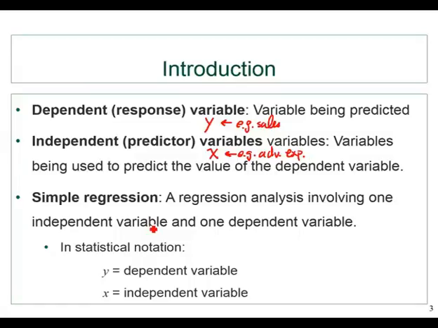Okay, so simple regression. Simple regression means we have only one x variable, one thing. So how do you predict the y? We're just going to look at one thing, like advertising expenditures. We're going to just use that one thing to make a prediction on the sales.